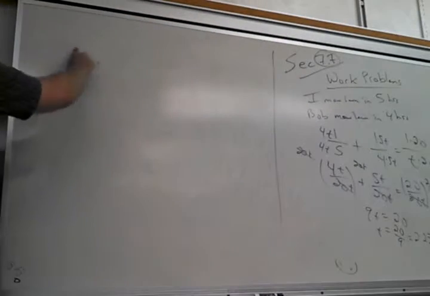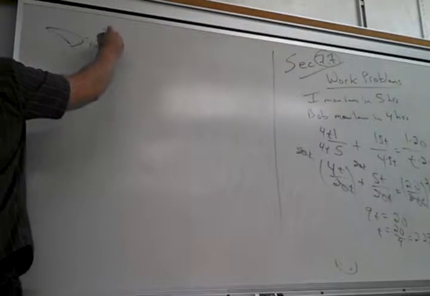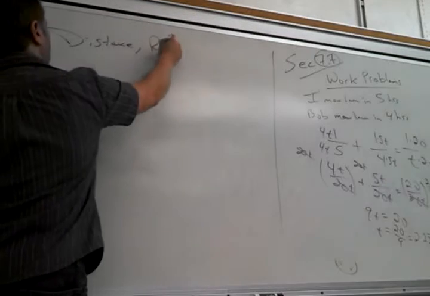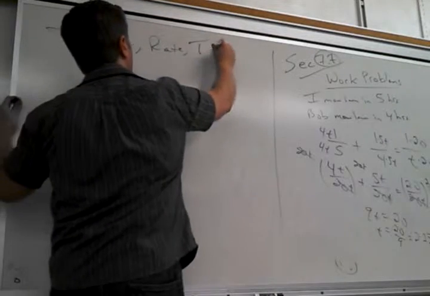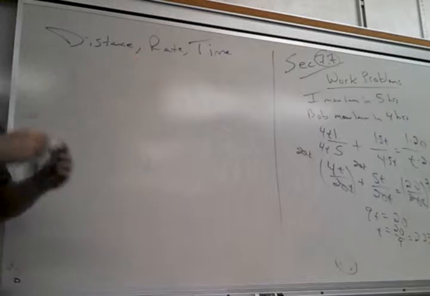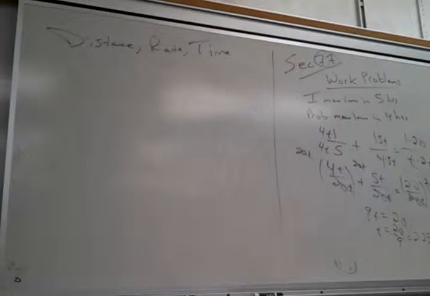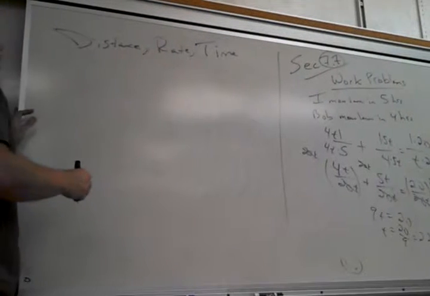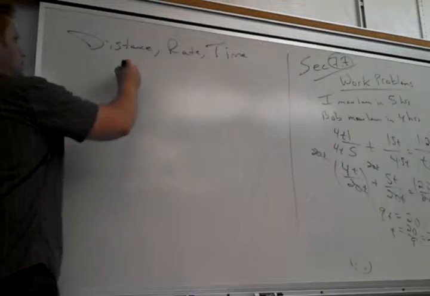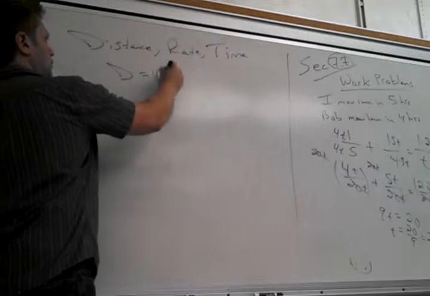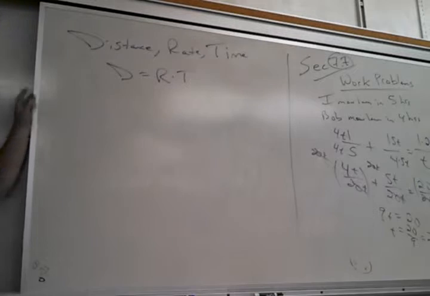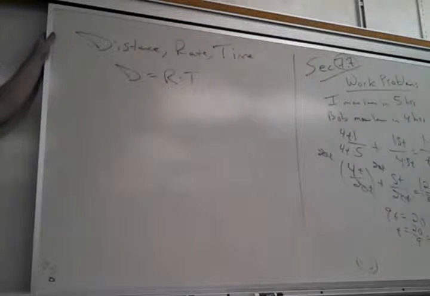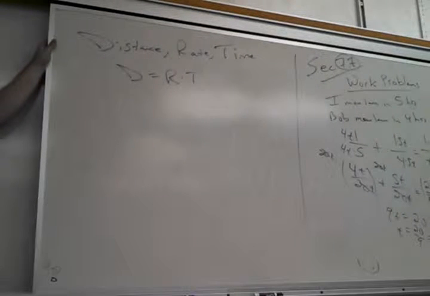So here's another kind of problem, and this is distance, rate, time. And what's the equation that relates distance, rate, and time? D equals rate times time. D-E-R-T. D equals R-T. And we do this all the time.